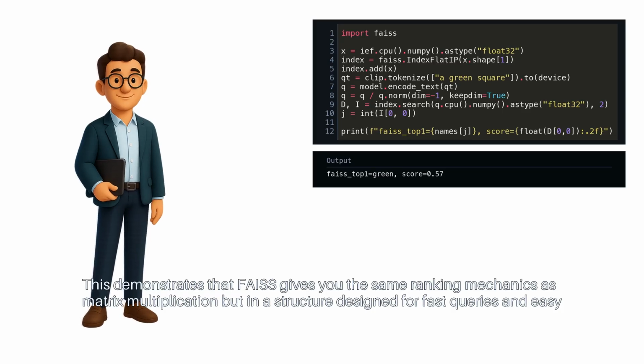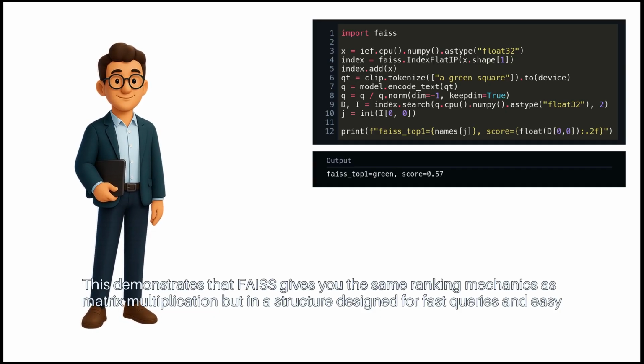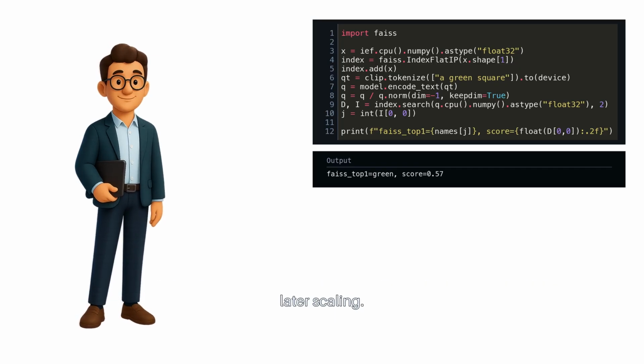This demonstrates that FAISS gives you the same ranking mechanics as matrix multiplication, but in a structure designed for fast queries and easy later scaling.